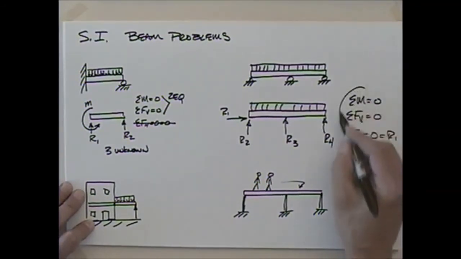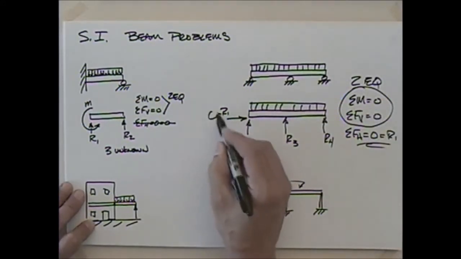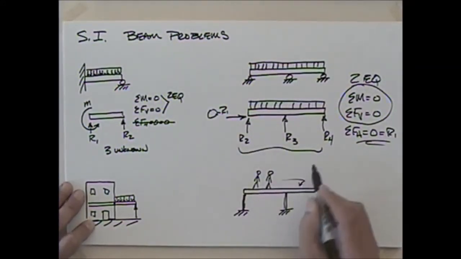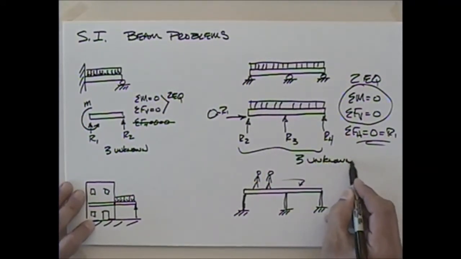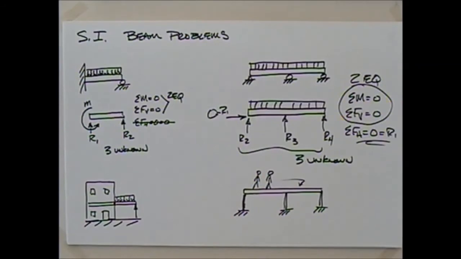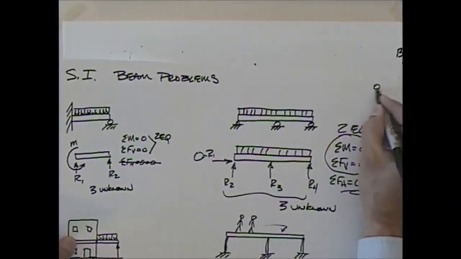I've got then 2 equations. I know what this is. That's equal to 0. How many unknowns do I have? 3 unknowns. So I have 2 equations and 3 unknowns. Statically indeterminate problems come up all the time in our structural work, so we want to be able to deal with those. So let's see how to make that work.